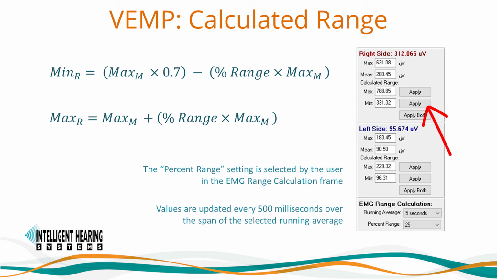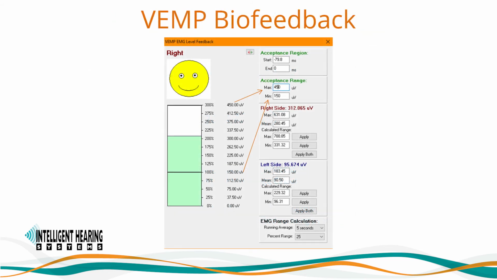button next to the min and max fields, or pressing the Apply Both button to copy both the corresponding min and max values. The user can also manually enter the max and min values of their own choosing into the acceptance range frame. During VEMP recording, the selected acceptance amplitude range values are applied to both right side and left side amplifier channels. The purpose of providing biofeedback is for the patient or device operator to utilize the biofeedback information so that the patient maintains a satisfactory level of muscle contraction during testing.